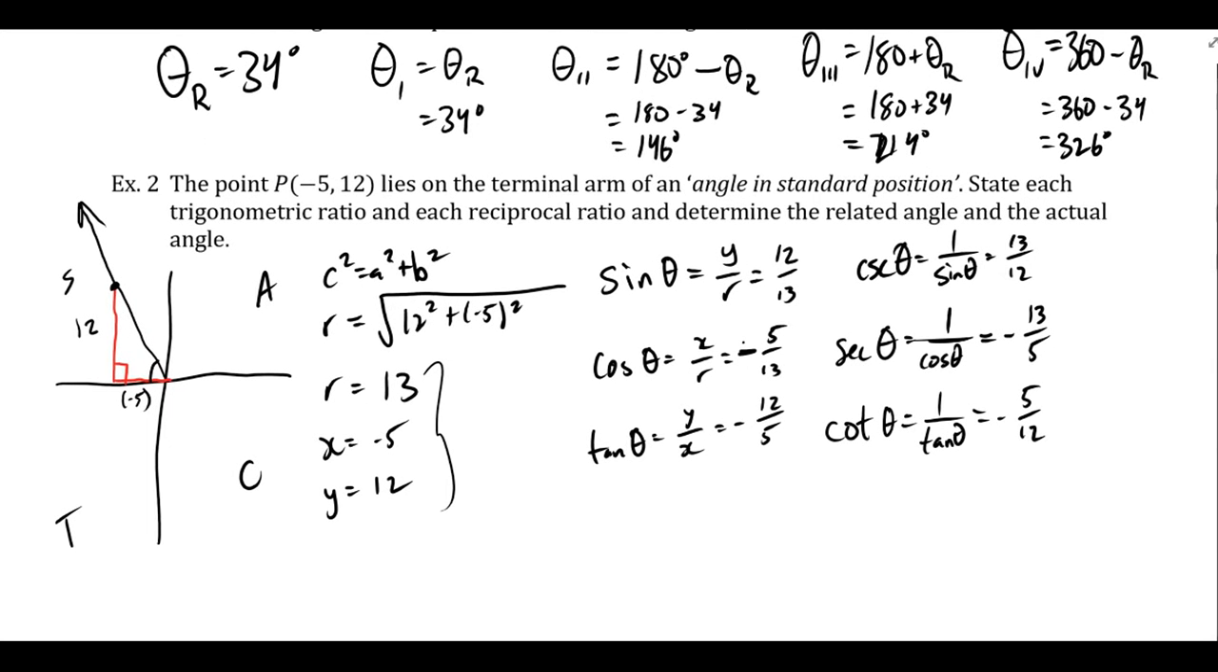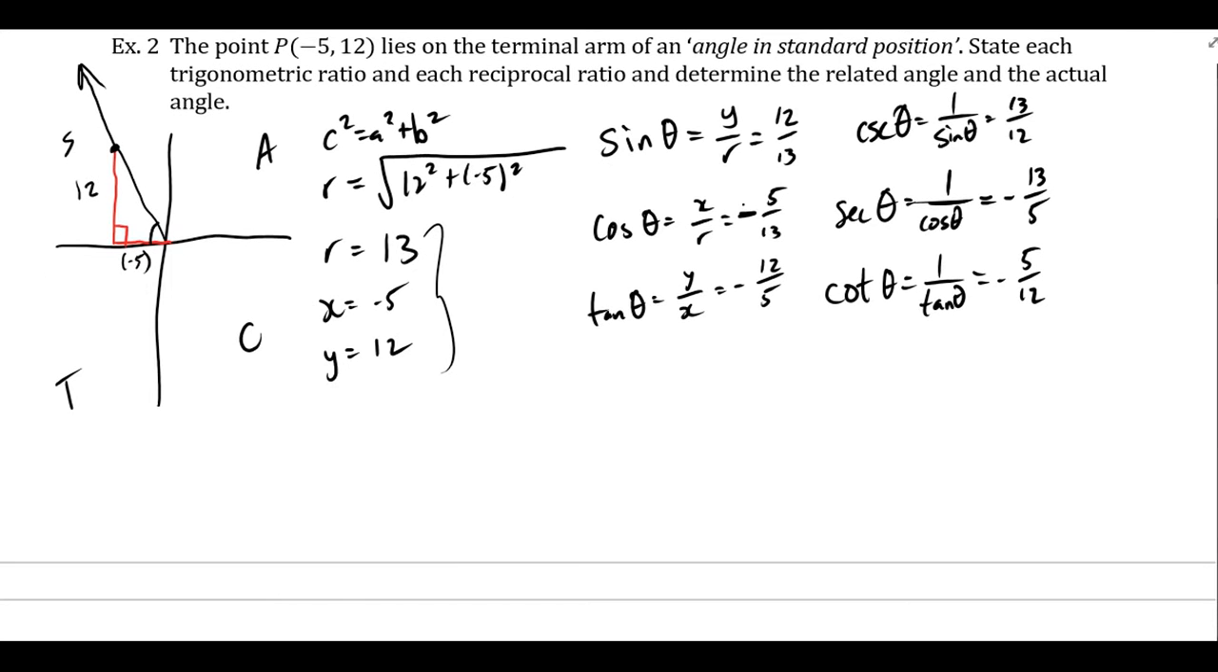And determine the related angle and the actual angle. Okay, yeah, we can do this. So what's the related angle? I can use any one of those to figure it out. So I'm going to get my calculator out. This is how we do these kinds of questions. I'll use the first one. So shift, sine, bracket. Everybody's a little bit different. 12 divided by 13.